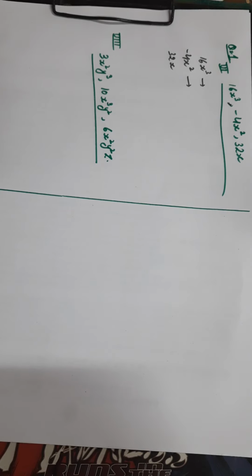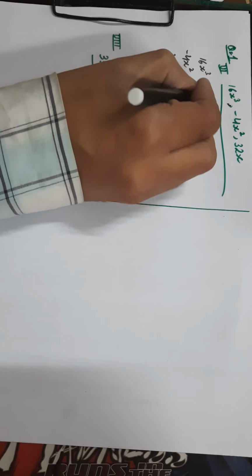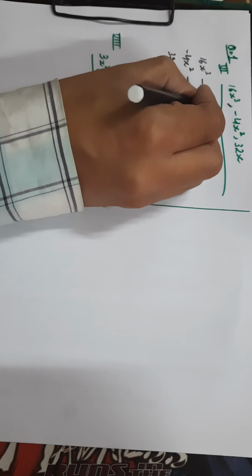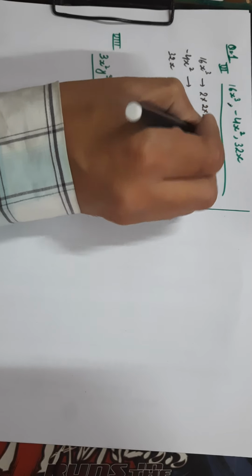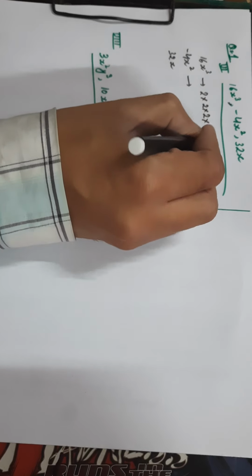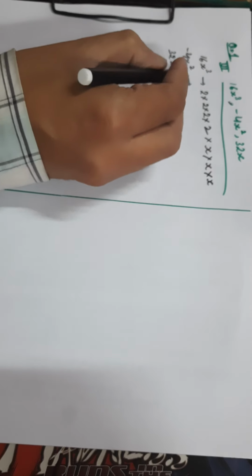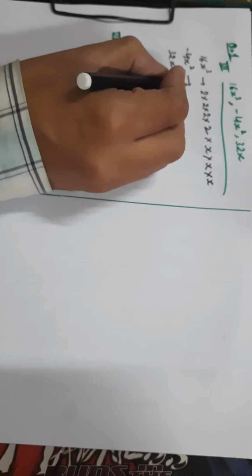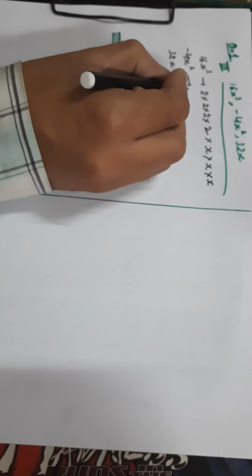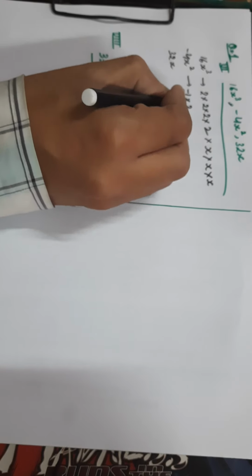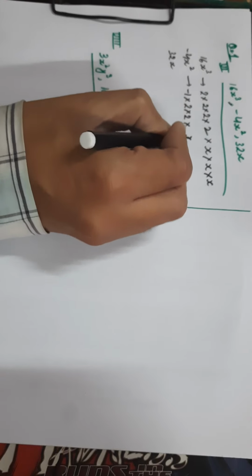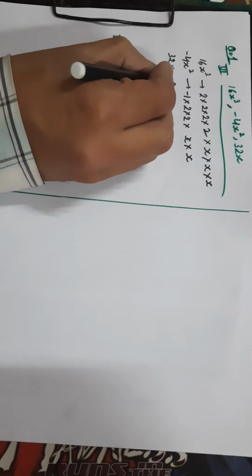First of all, find the factors of 16x cube. Lowest factor starting from 2: 2 into 2 into 2 into 2. 2 twos are 4, 4 fours are 16. And factors of x cube, x into x into x. Then minus 4x square. Understand it very nicely. First of all, minus 1. And factors of 4, 2 into 2. Factors of x square, x into x.